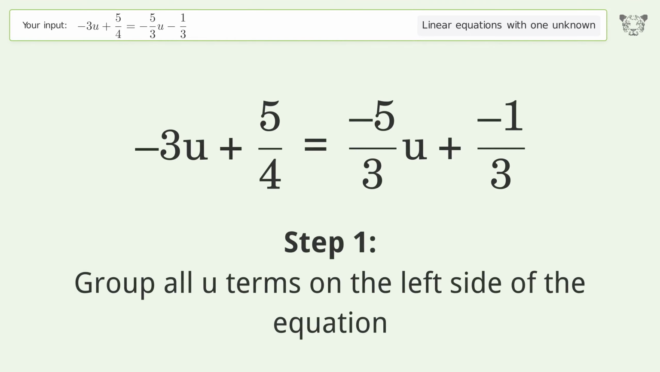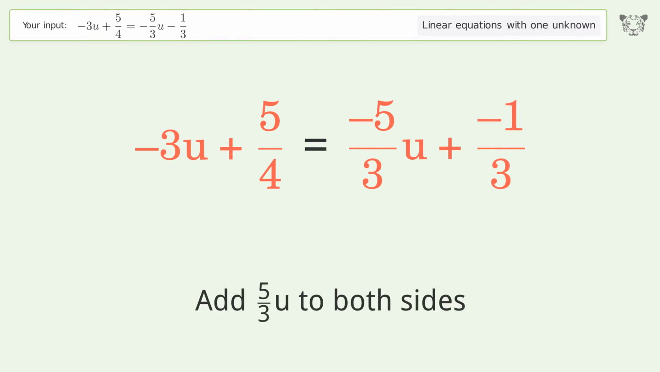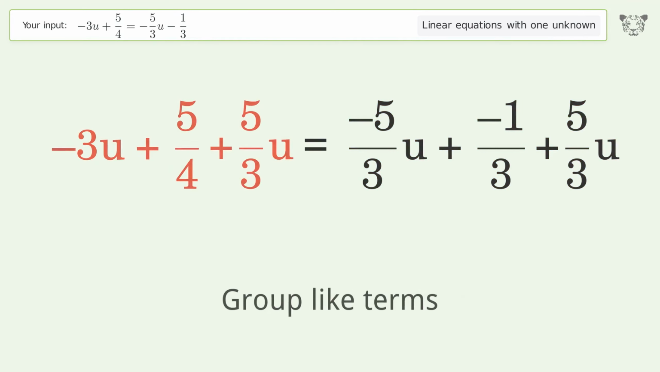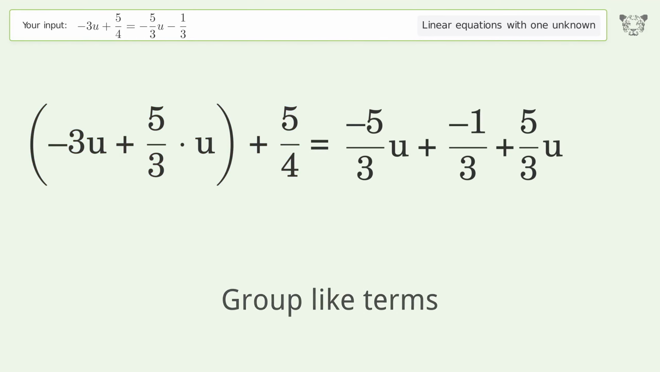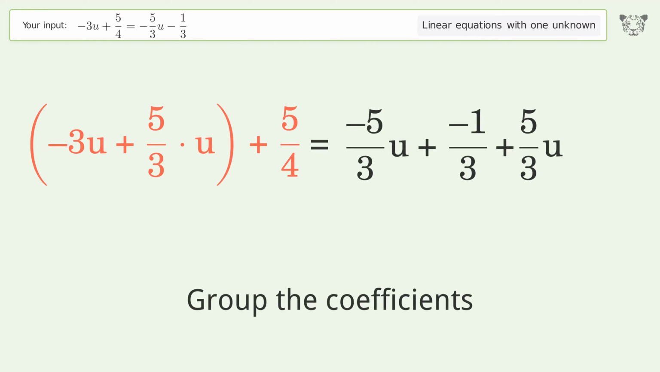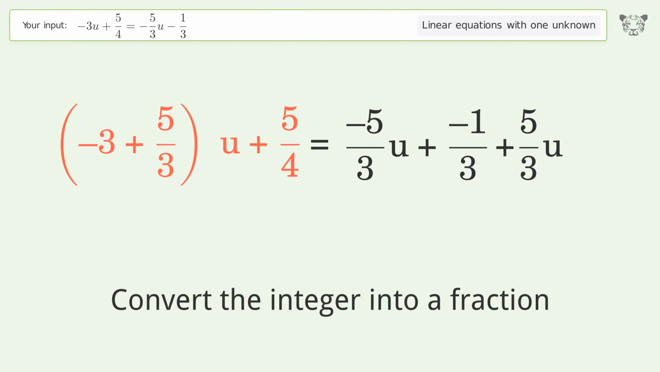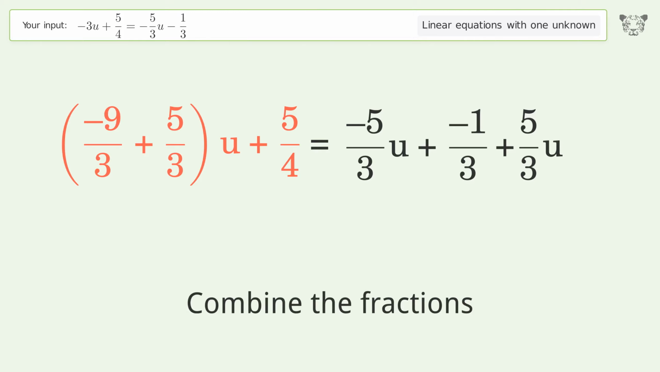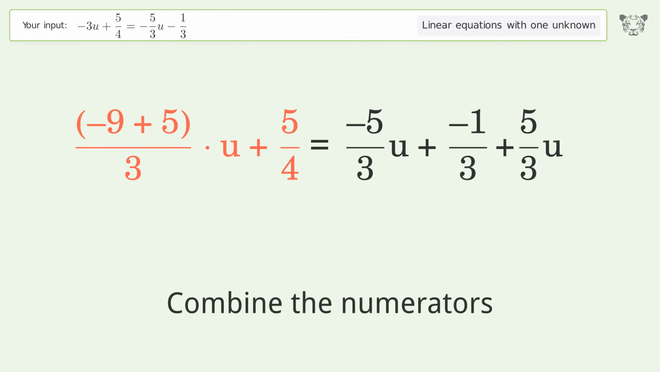Group all u terms on the left side of the equation. Add 5/3u to both sides. Group like terms. Group the coefficients. Convert the integer into a fraction. Combine the fractions. Combine the numerators.